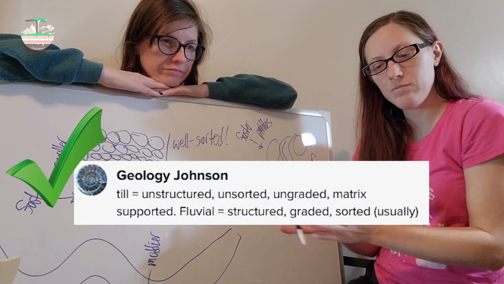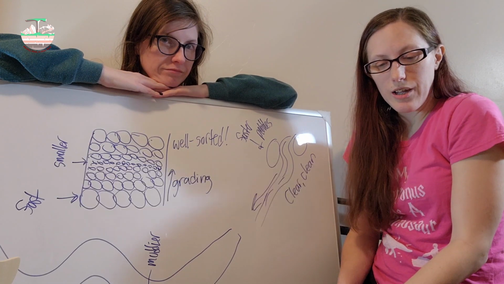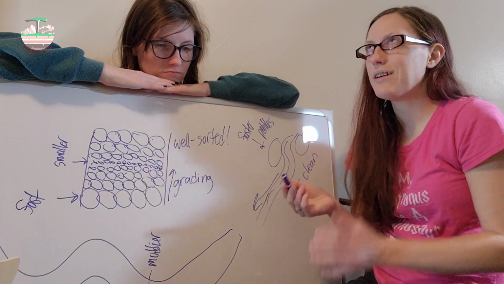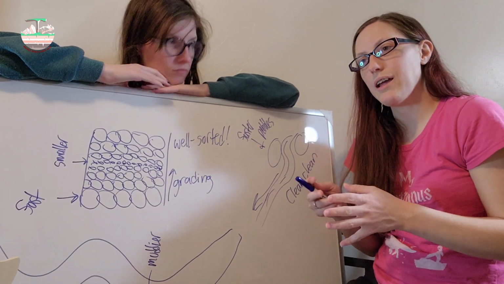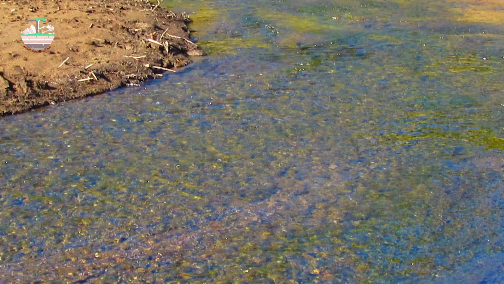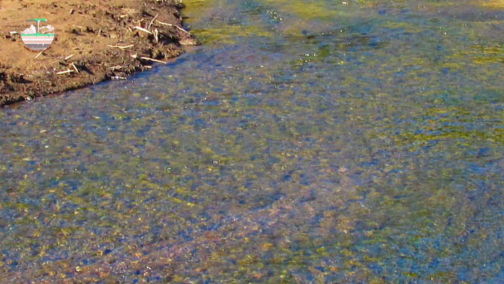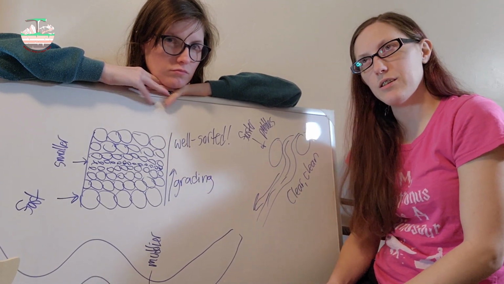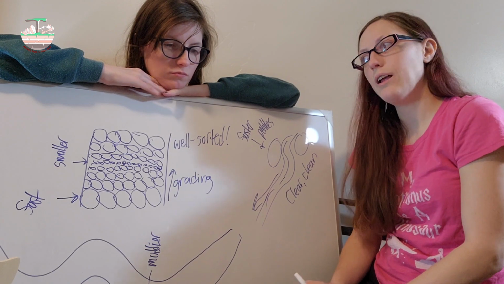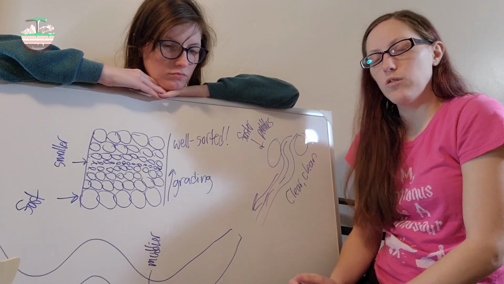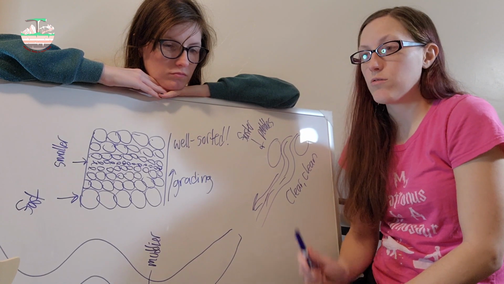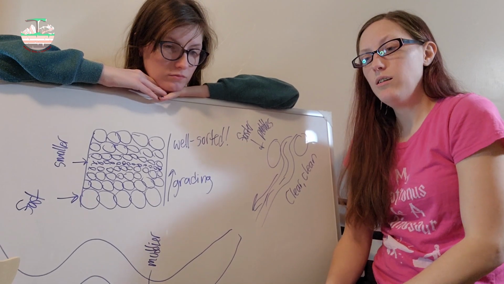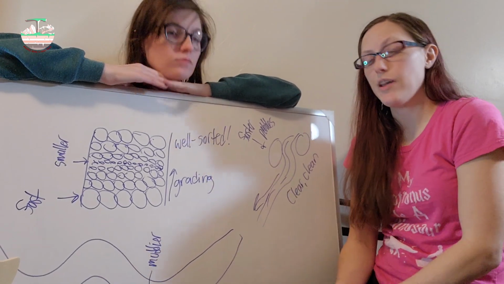Good job, Geology. AJ and Gunter, you were correct that glacial till is not as well sorted. However, you're going to find more clay in lake settings than any of those. The clay doesn't really play a part in either the river or the glacial till. Usually they're going to be much more sandy than that. The only time you're usually going to find clay is in a lake setting or an ocean. So wherever the water is not moving very much. But very close. So kudos. And thank you for answering.